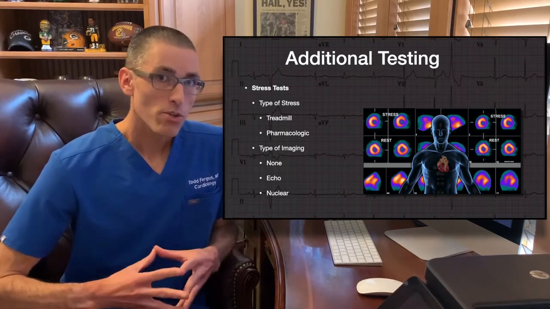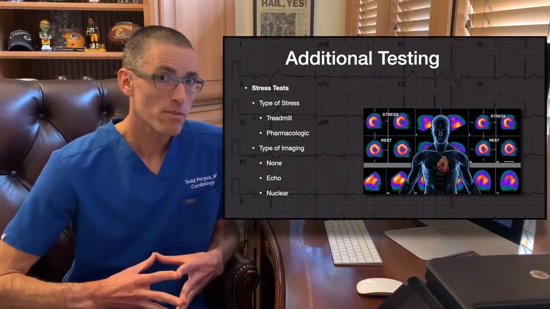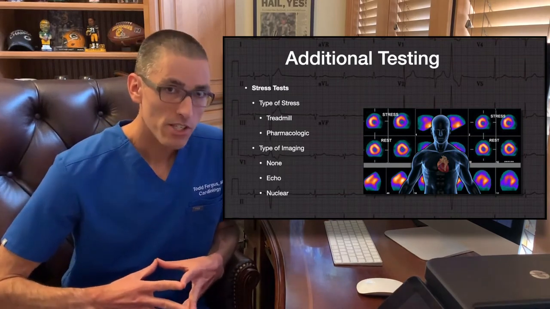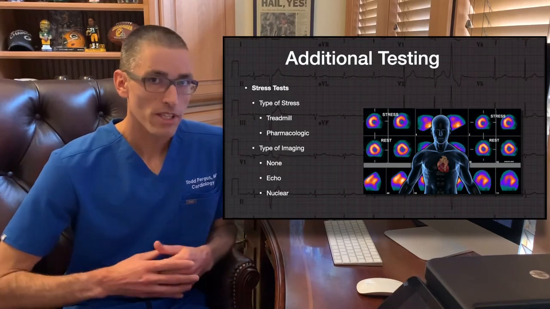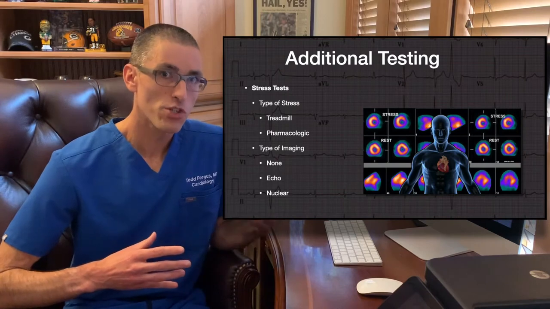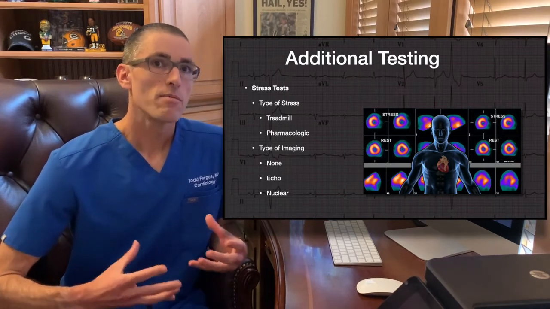There are some patients who, for either physical or a variety of medical reasons, cannot walk on a treadmill or should not walk on a treadmill, in which case we do what's called a pharmacologic stress test, where we give a medication to replace the work that the treadmill would generally be doing. Once we've decided on the type of stressor that we're going to use, then we need to decide on what type of imaging we're going to use.